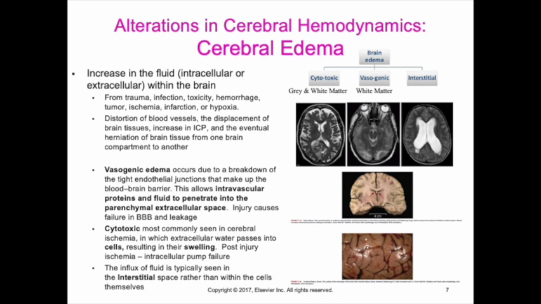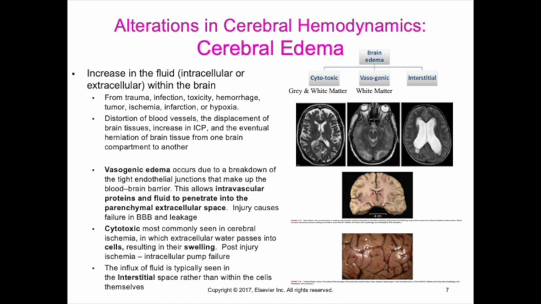The harmful effects of cerebral edema are caused by the distortion of your blood vessels, the displacement of tissue in the brain, increased ICP, and eventual herniation of brain tissue from one brain compartment to the next, right? So what we just described here is the continuity of stages 1 through 4. Increased permeability of the capillary endothelium of the brain after the injury to the vascular structure is going to cause something called vasogenic edema.